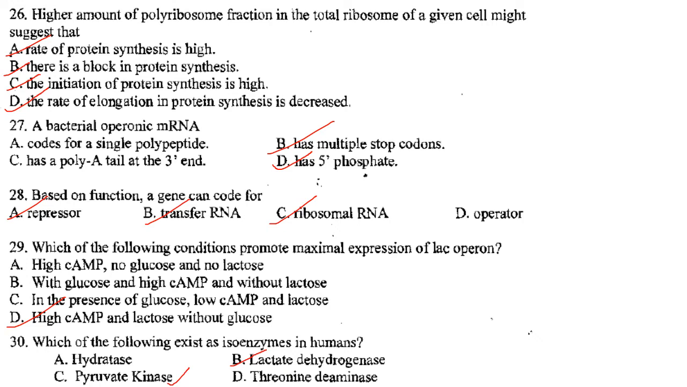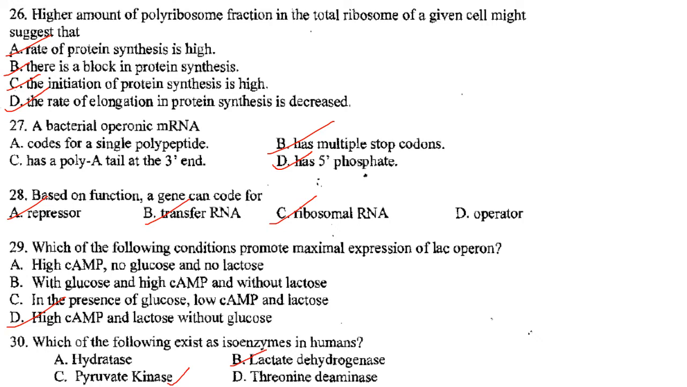Then next one, a bacterial operonic mRNA. So a bacterial operonic mRNA codes for a single peptide, has multiple stop codons. That is correct. Answer option B is correct. Has a poly A tail? No, it is for eukaryotes. And has 5 prime phosphate. Answer is option B and D are correct.